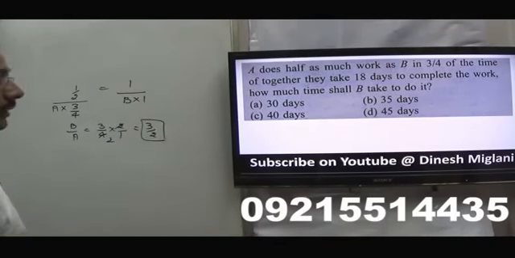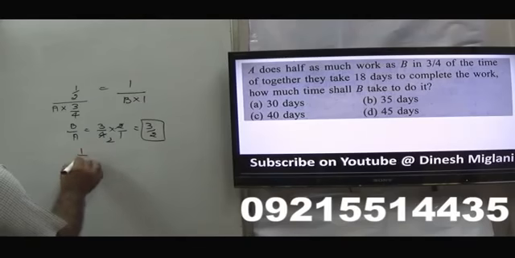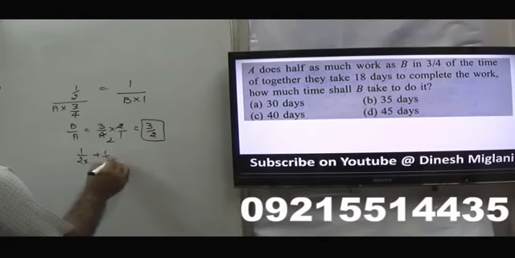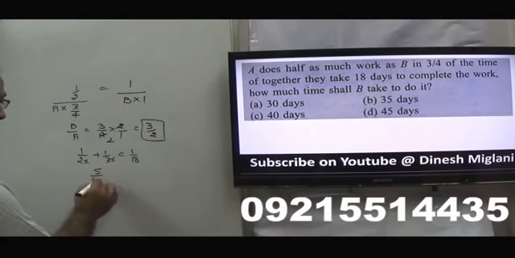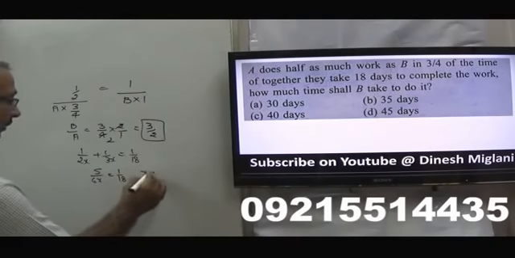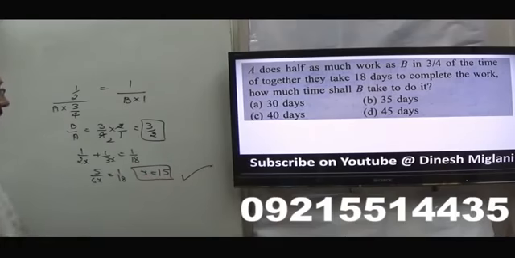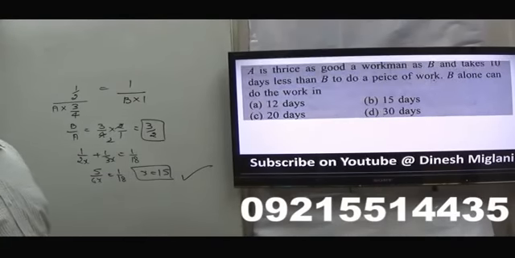Now I can say that if A can do the work in A days and B can do the work in B days, then A ratio B would be 3:2. Together they can do the work in 18 days. So 1 by 2x plus 1 by 3x equal to 1 by 18. LCM is 6x. You may say 5 by 6x is equal to 1 by 18. x is equal to 15. Question is, what is the time taken by B to do the work? That is 15 into 3. Answer is 45. Hence I can say D is my answer.